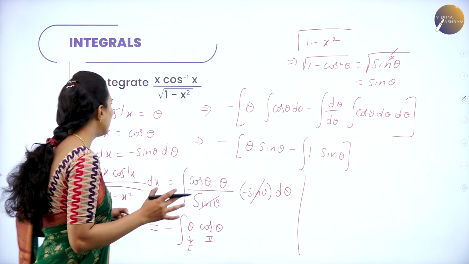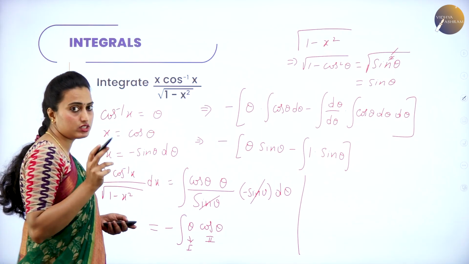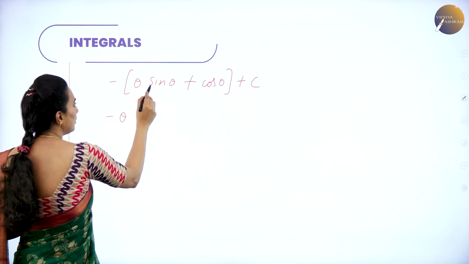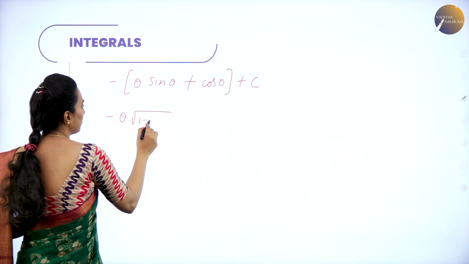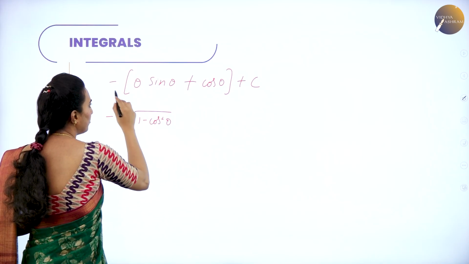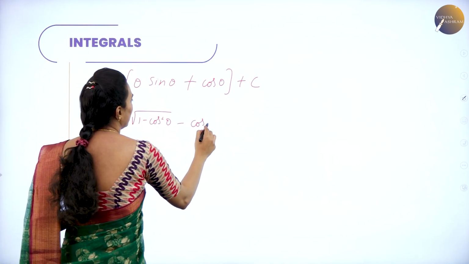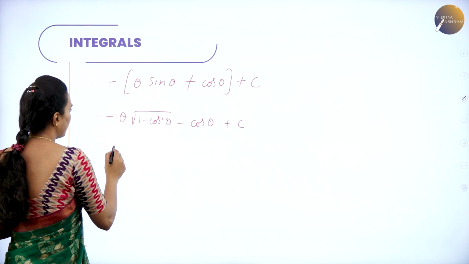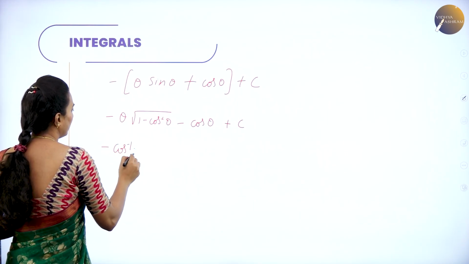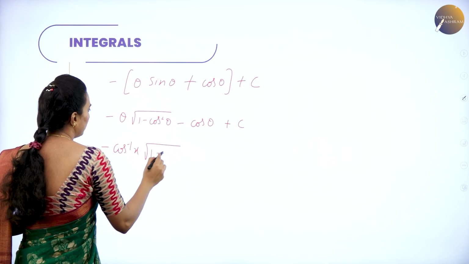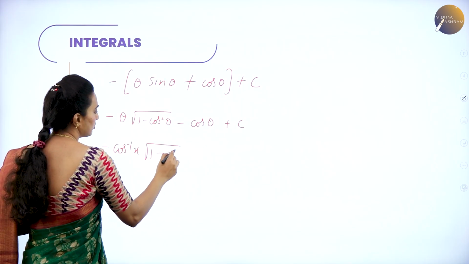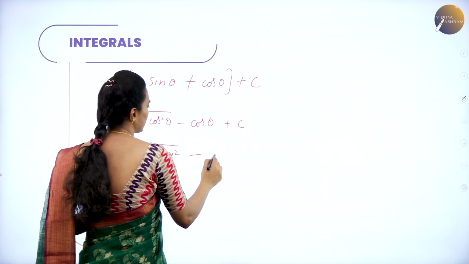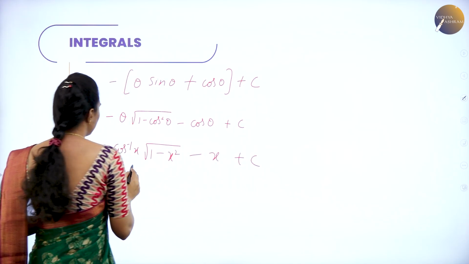Now, dear students, you can write theta in terms of cos inverse of x. So sin theta can be written as, minus theta into sin theta is under the root of 1 minus cos squared theta. Minus into plus is minus cos theta plus c. Now, substitute back theta. Theta is nothing but minus cos inverse of x into under the root of 1 minus x squared, because cos squared theta is there, minus cos theta is nothing but x, plus c. And this is your final answer.